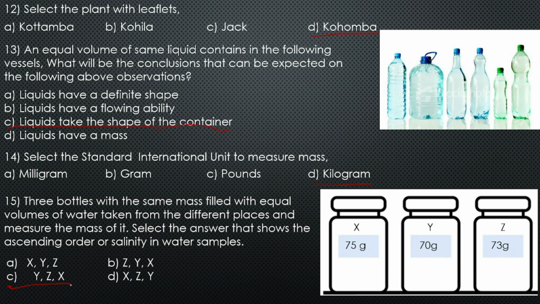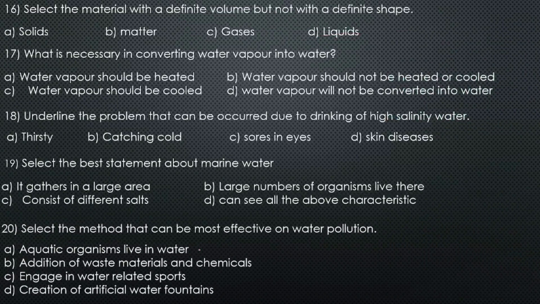So we have to form according to the ascending order. That means starting from the smallest to the largest. The smallest 70 gram, and the second larger 73 gram, and the largest 75 gram. This is the order Y, Z, X, ascending order in the salinity. Let's move on to the next one.